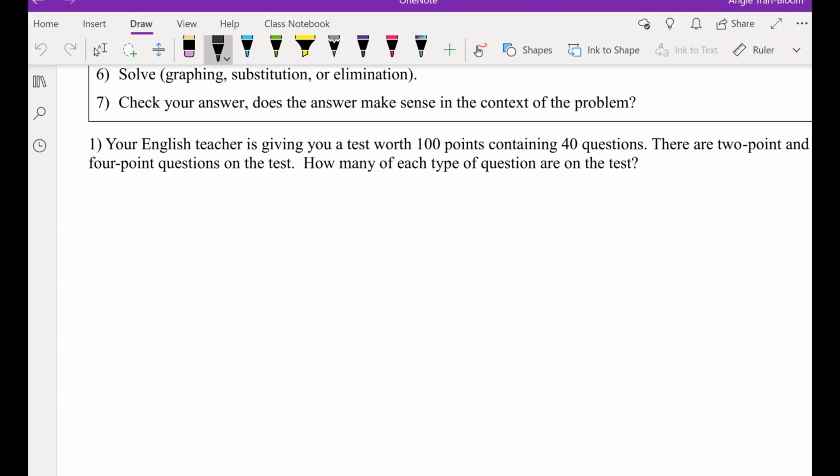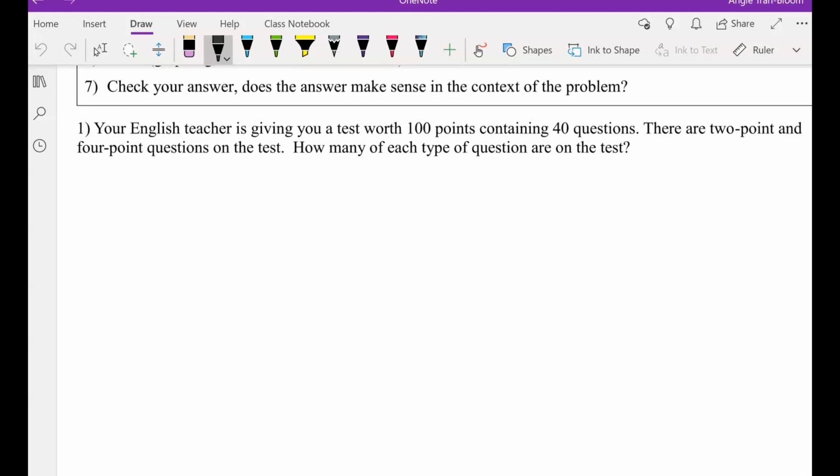Christian, can you help me with number 1, please? The English teacher is giving you a test for 100 points containing 40 questions. There are 2-point and 4-point questions on the test. How many of each type of question are on that test? Perfect. What are we trying to find? What is our question? Maggie Ray, what's our question today for example 1? How many types of questions? Right. So we are trying to answer how many of each type of question are on the test.